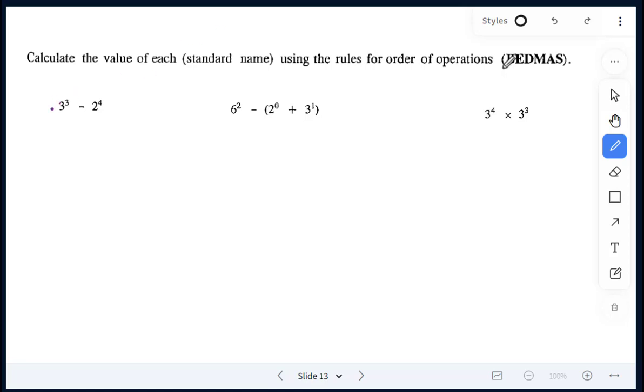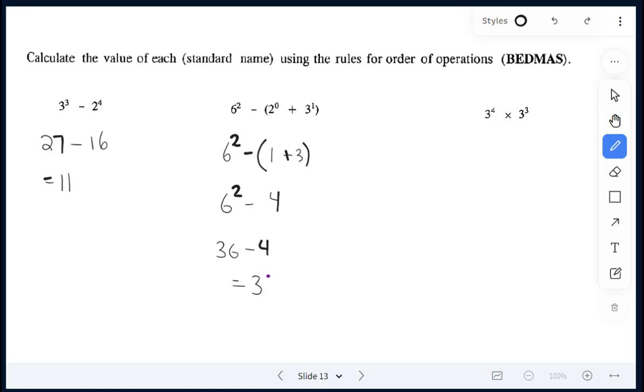So 3 to the power of 3, if you put that into your calculator, that is 3 times 3 times 3, which is 27, minus 2 to the power of 4, which is 16, and that gives 11 as the answer. Okay, so trying the next one here, we'll work in the brackets first. So I'm just going to leave 6 squared like this. In the brackets, 2 to the power of 0 becomes 1. 3 to the power of 1 is just 3. So 1 plus 3. So we have 6 squared minus 1 plus 3, which is 4. 6 squared now is 6 times 6, which is 36. So 36 minus 4 gives me my answer of 32.